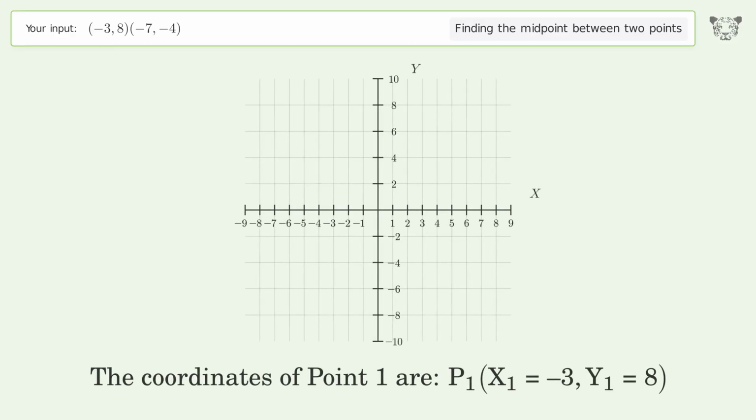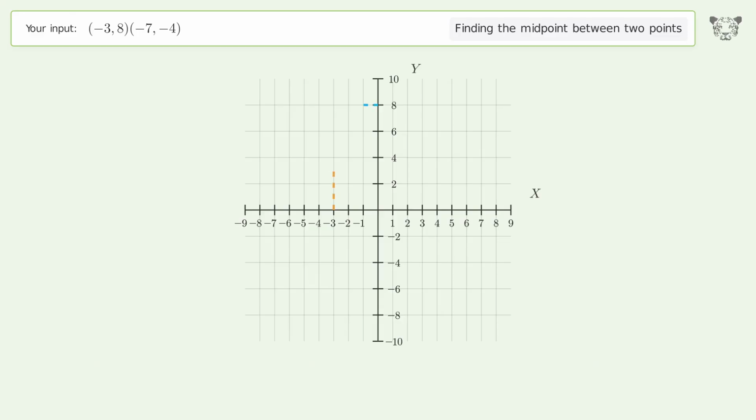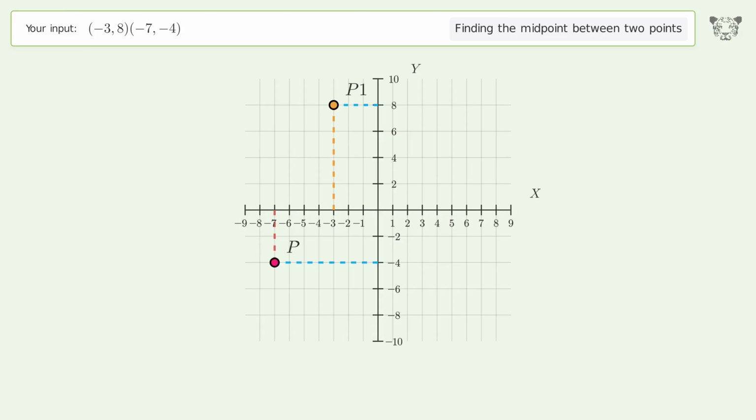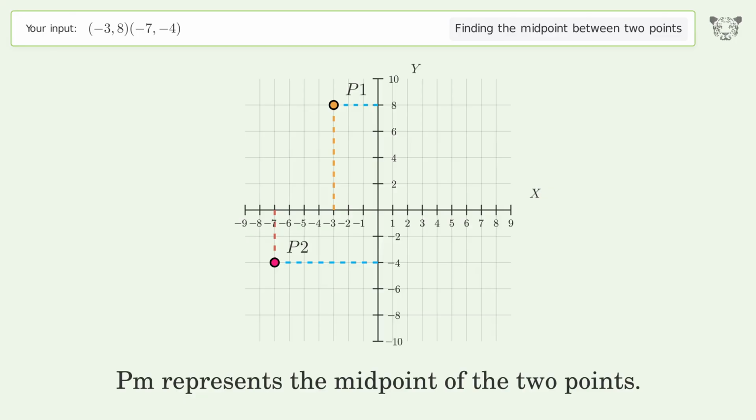The coordinates of point 1 are x1 equals -3, y1 equals 8. The coordinates of point 2 are x2 equals -7, y2 equals -4. PM represents the midpoint of the 2 points.